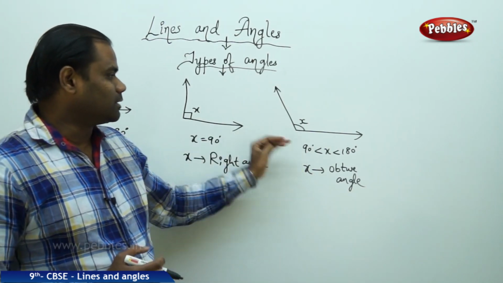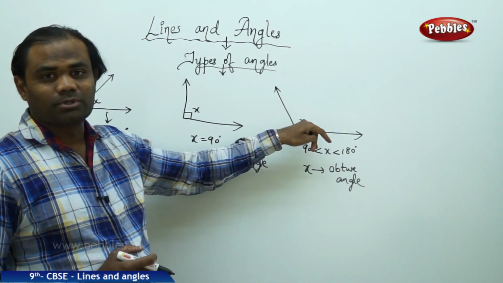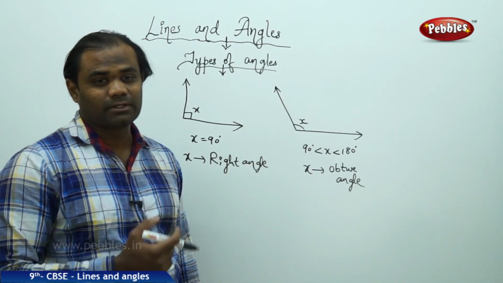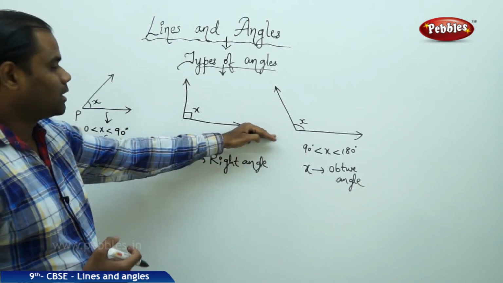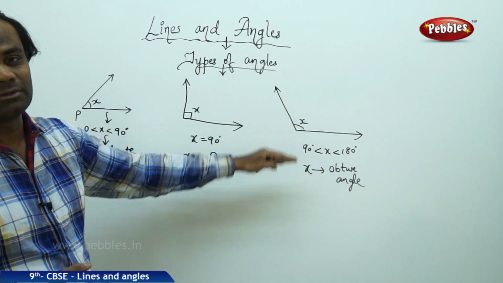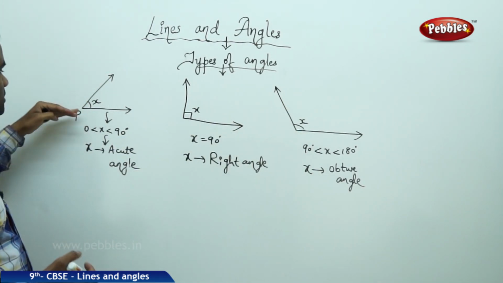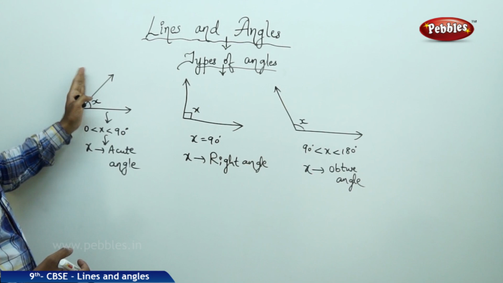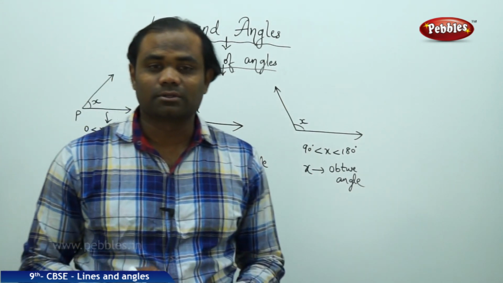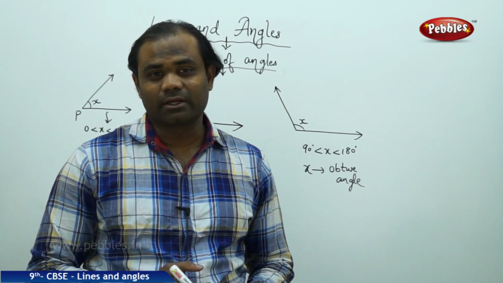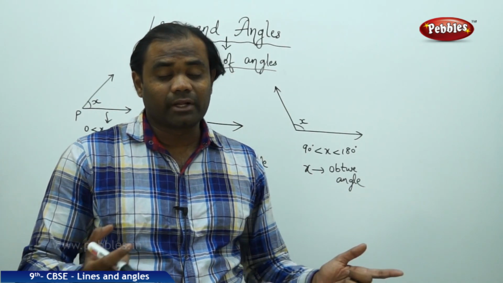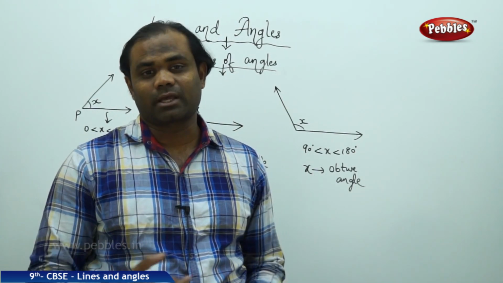So for these two lines or rays, the angle is obtuse because it is more than 90 and of course less than 180. These two lines make an angle of 90 degrees because they are exactly perpendicular to each other. These two rays are obviously less than 90 degrees and therefore such angles are called acute angles. Types of angles connected with lines and angles: acute angle, right angle, and obtuse angle.